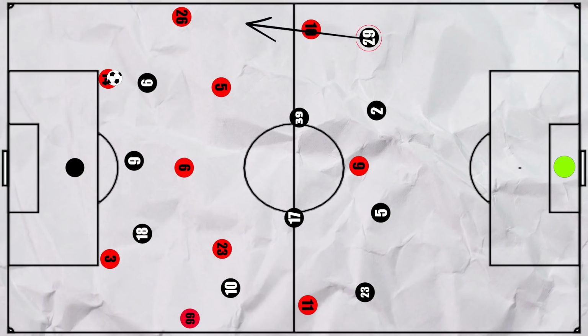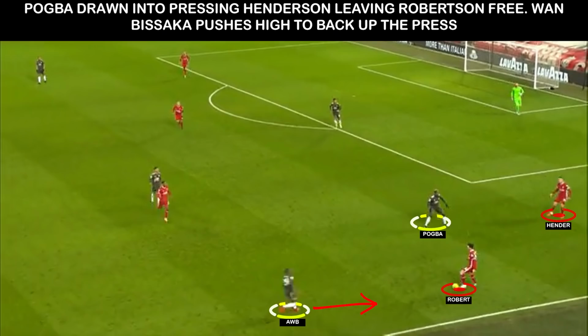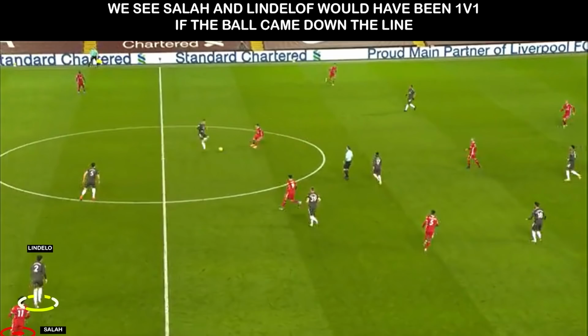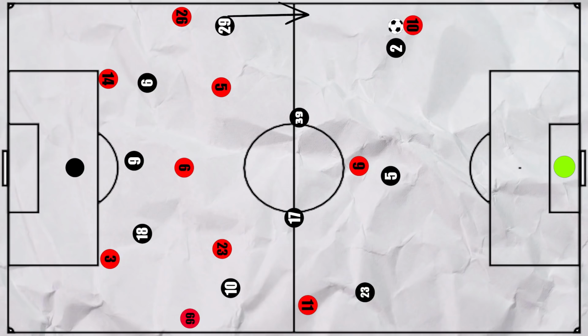So Wan-Bissaka would often look to close down Robertson, and as a result, Lindelof would have to move wide on the cover, which he did manage at times. But with a high line in action during the press, it meant that Lindelof would be 1 vs 1 against one of the wide men, and a ball down the channel would mean he had to match them for pace, which he couldn't, and this led to a big opportunity for Liverpool.